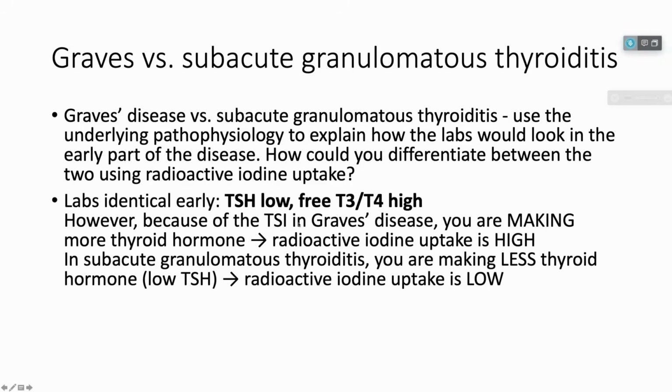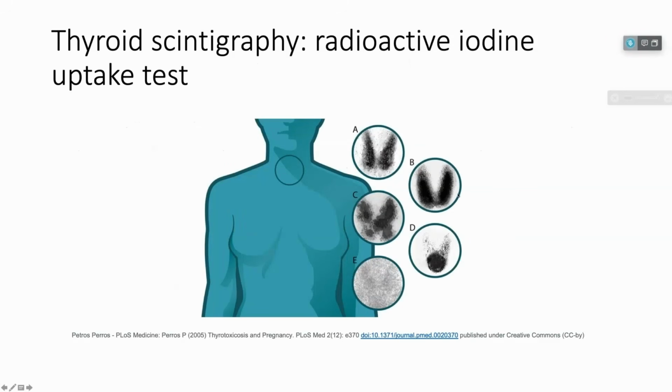So this is, again, a very important concept to know. They love to test this on Step 1, right? So the early labs would be identical. TSH would be low, TRH would be low, your free T3 and T4 would be high. However, because you have the thyroid stimulating immunoglobulin, the antibody against the TSH receptor, in Graves' disease you're making more thyroid hormone. So you would have more radioactive iodine uptake. It'd be high, right? See here, so it's high.